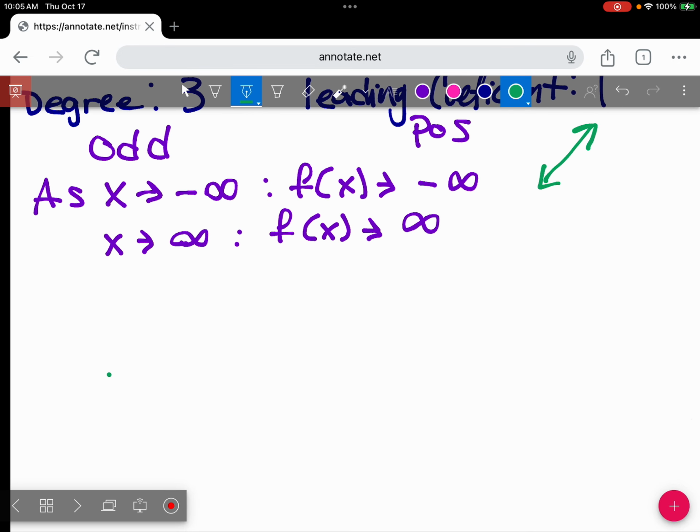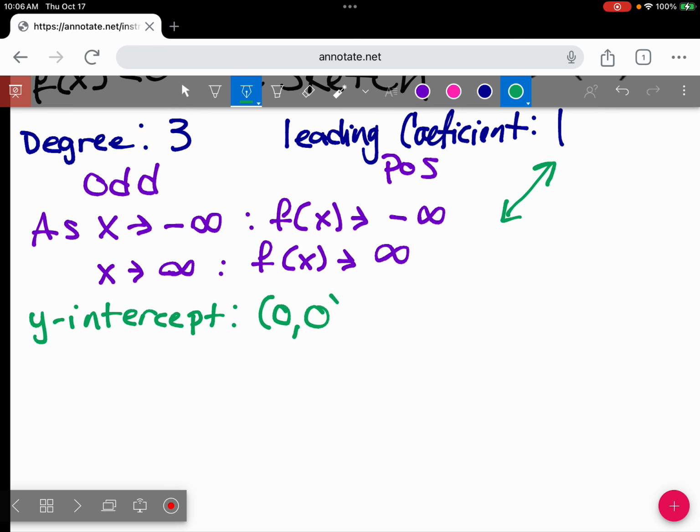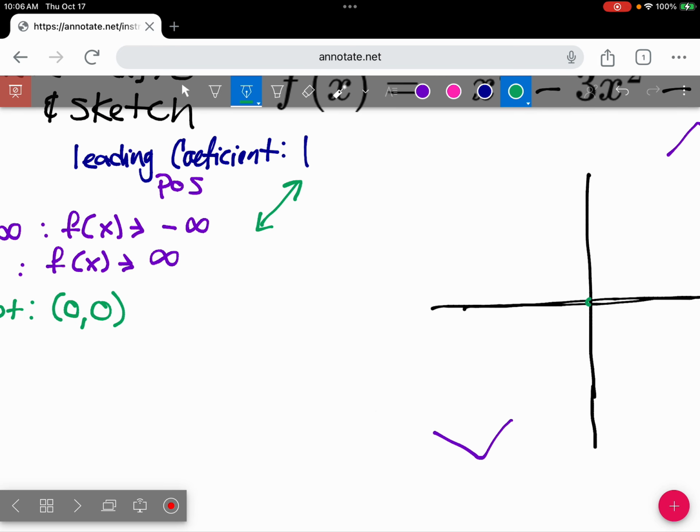What is my y-intercept going to be? Our y-intercept is going to happen at 0. It is our constant added on the end. It's what happens when x is 0. So you could also substitute in 0 for x. So we're going to have an intercept at 0, 0. That's one of our roots then.